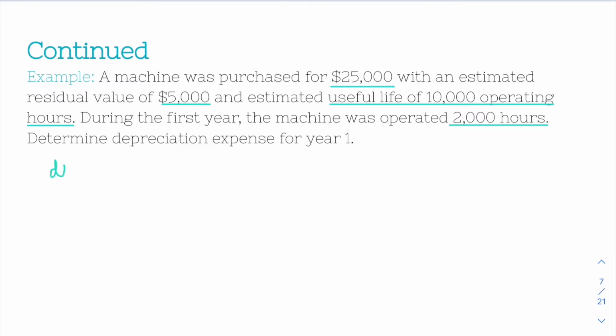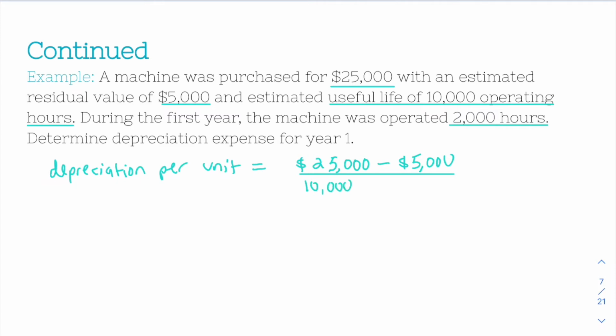So our first step now is depreciation per unit. And that is going to be our initial cost, so $25,000, minus the residual value of $5,000, divided by the total units of activity. So that is the 10,000 operating hours. And that gets us depreciation per unit, and that is going to be 20,000 on the top divided by 10,000 on the bottom, which is $2 per hour. So $2 of depreciation per hour that the machine is operated.